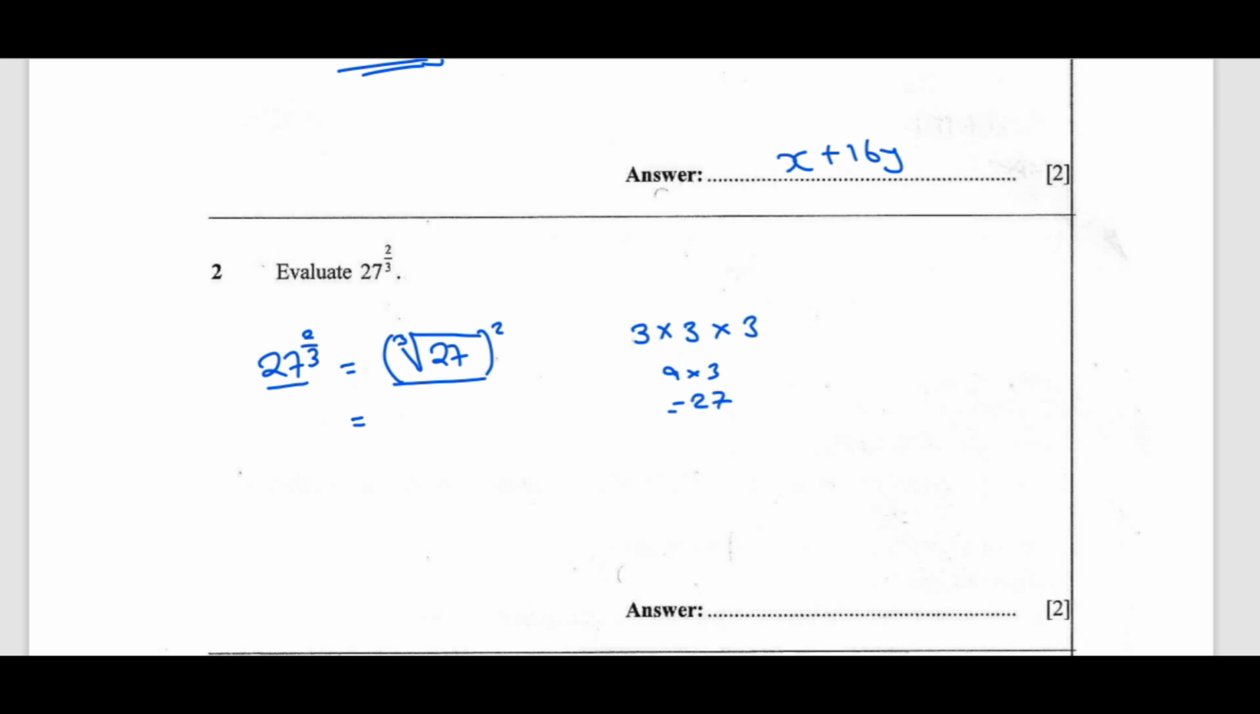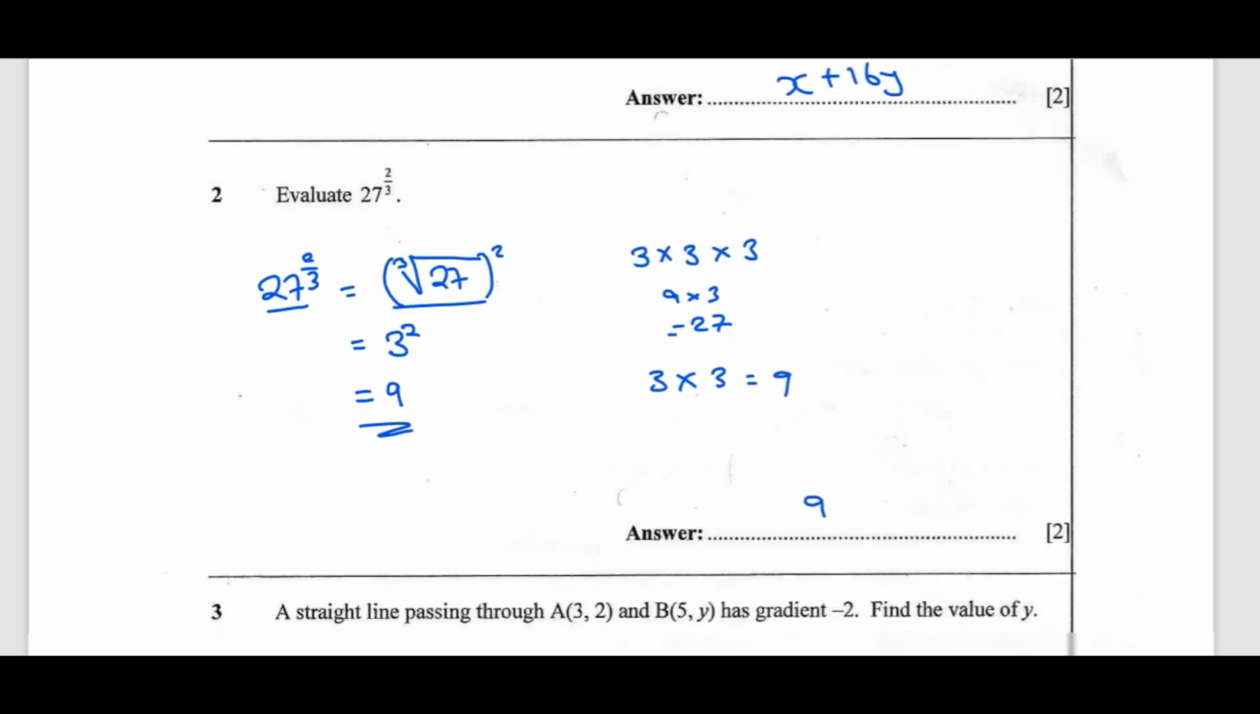So meaning that we're going to have 3, and then this square, which is the power, is affecting all of this. So we'll say to the power 2, and then it can be written as 3 by 3, which is 9. So the answer is 9 there. So we can move.